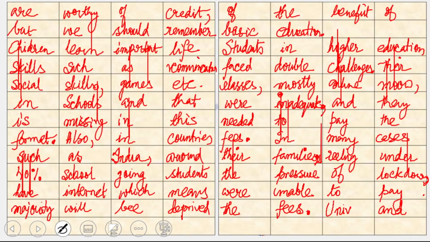Though these endeavors are worthy of credit, but we should remember children learn important life skills such as communication skills, social skills, games, etc. in schools, and that is missing in this format. Also, in countries such as India, around 40% school going students have internet, which means majority will be deprived of the benefit of basic education. School education is basic education, na? So if 40% has internet and the rest 60% does not have internet, then the rest 60% of the majority is not getting the benefit of the education.